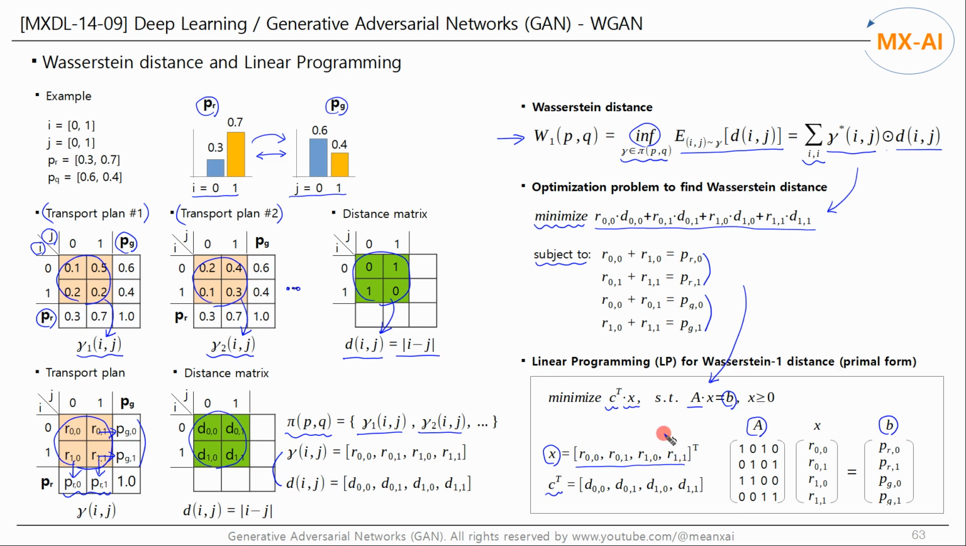However, we are not trying to solve this LP problem directly. That is, our goal is not to solve this LP problem to find the optimal gamma and obtain the exact Wasserstein distance. Instead, our actual goal is to train a GAN model using this LP so that the Wasserstein distance is as small as possible.